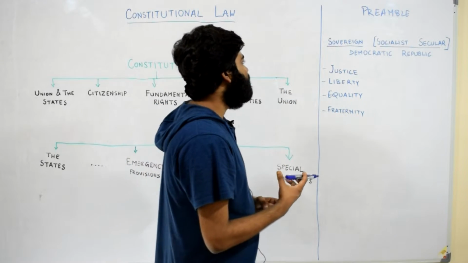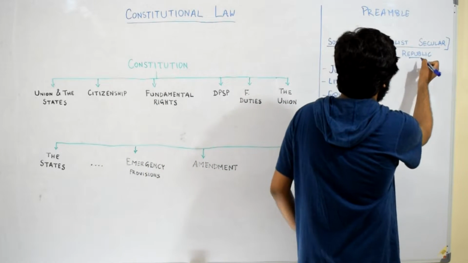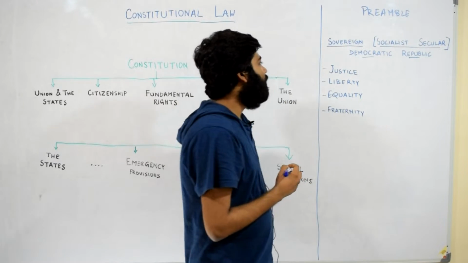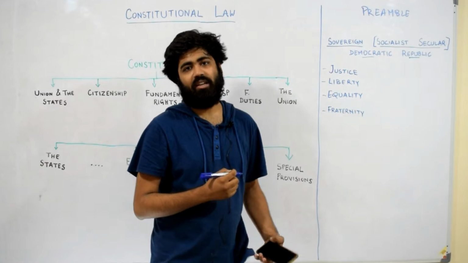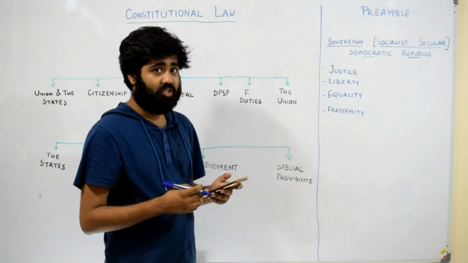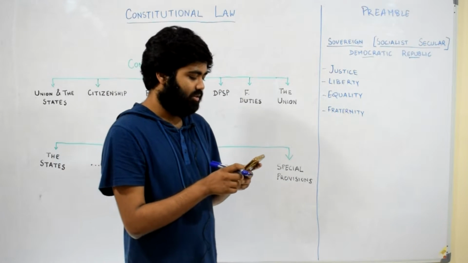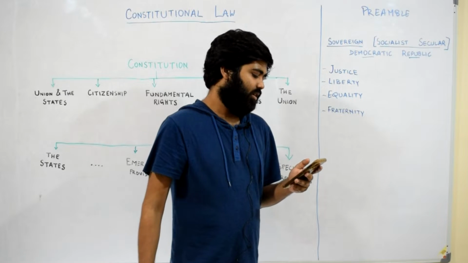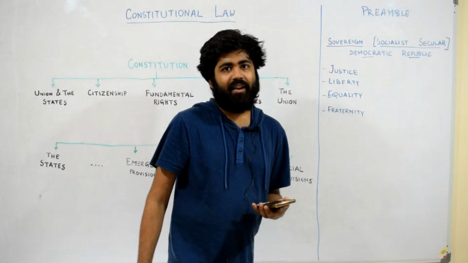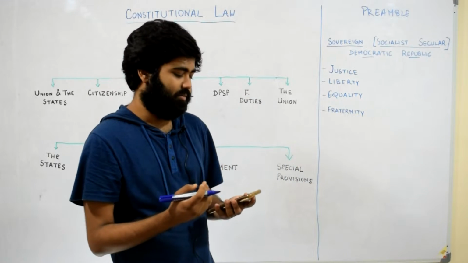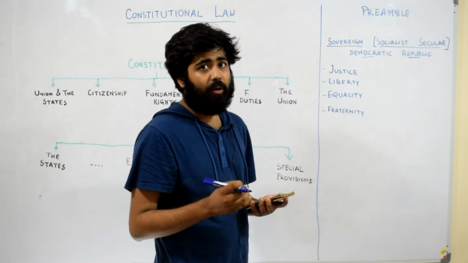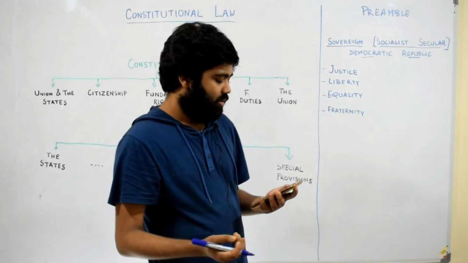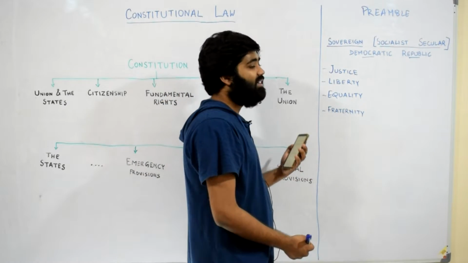Now, these terms are done. Now, in the preamble, we have four aspirational terms, four aspirations for a new nation as was thought about by the constitution makers. All of these are supplemented by terms. So justice, it says justice, social, economic and political. So how would you understand justice?